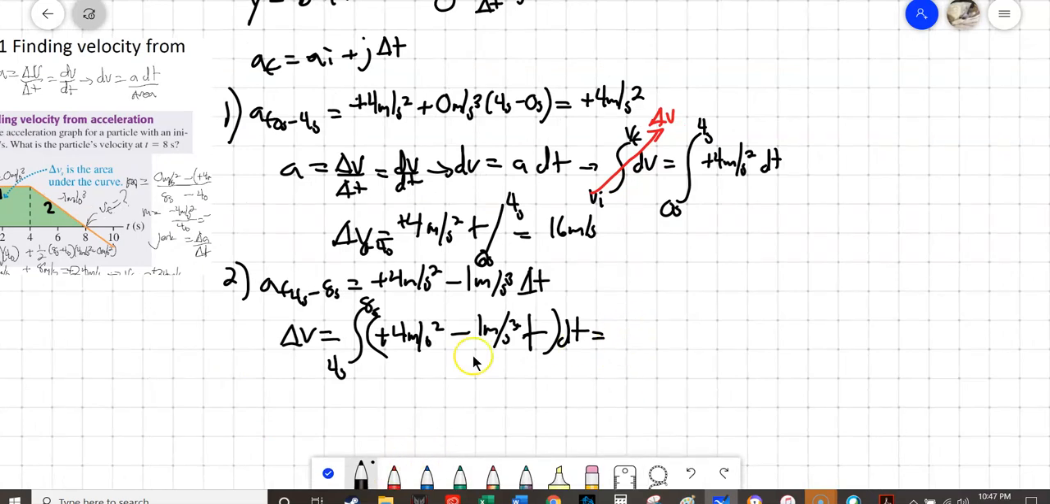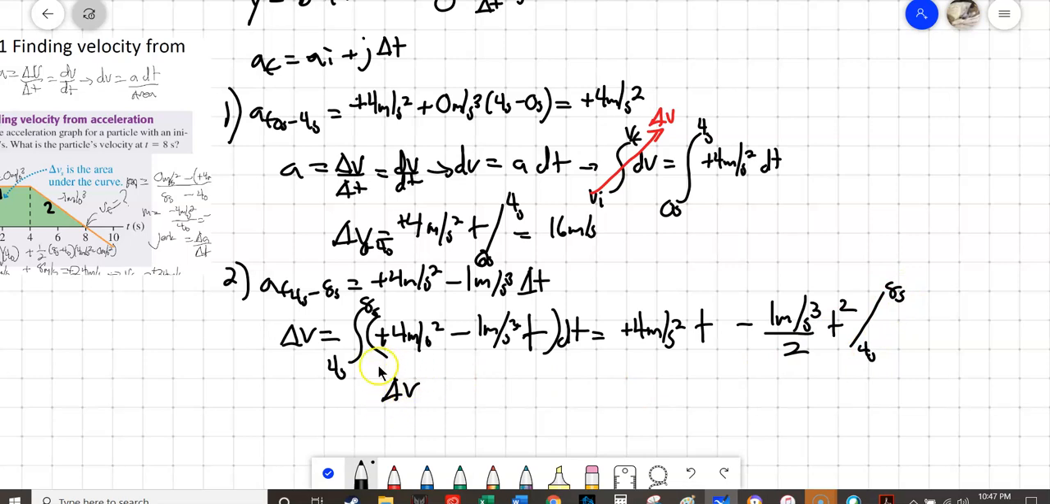What we got is we're going to integrate this first part, which is just going to be positive 4 meters per second squared times t, and this next part is going to be negative 1 meter per second cubed over 2 t squared, and that is going to be from 4 seconds to 8 seconds. Okay, and so this is delta v for the first part, and this is delta v for the second part.